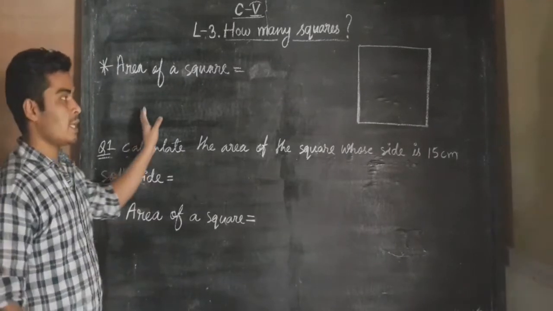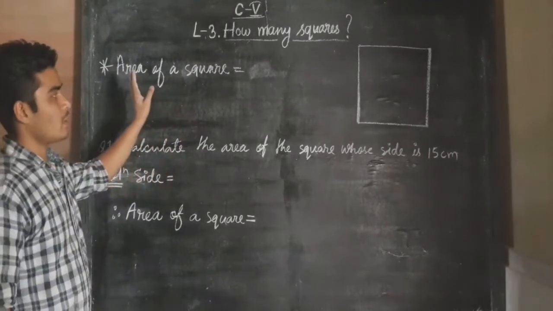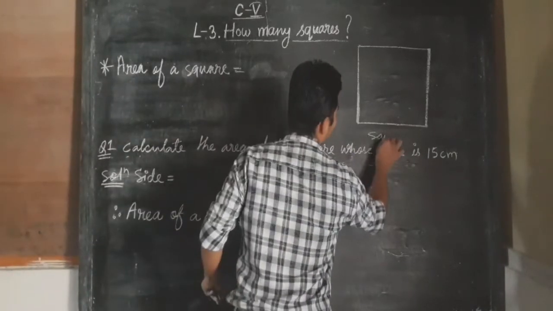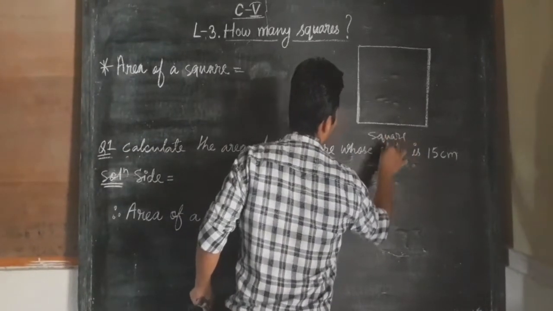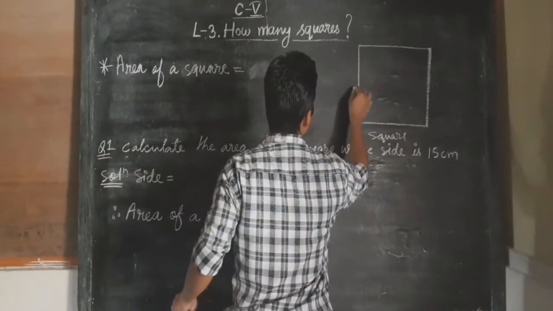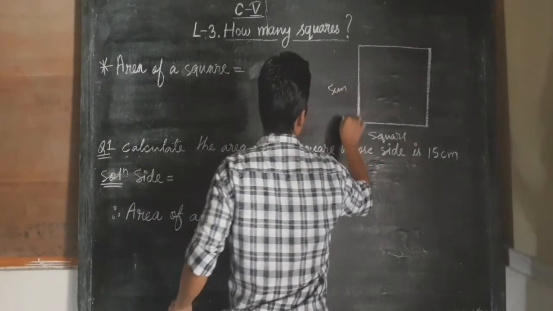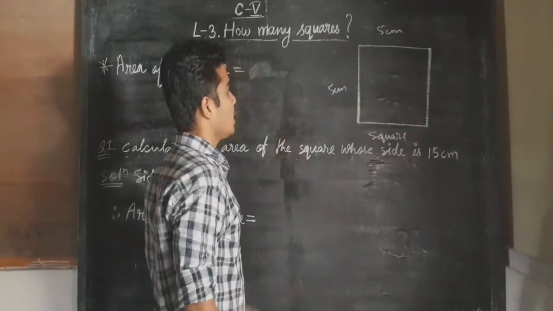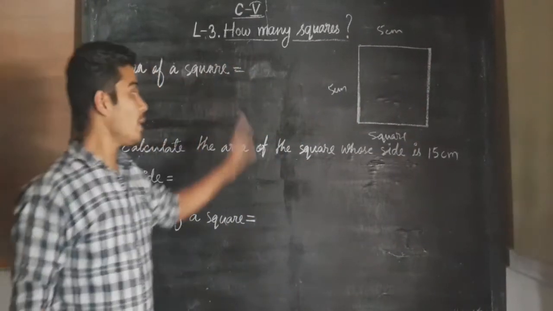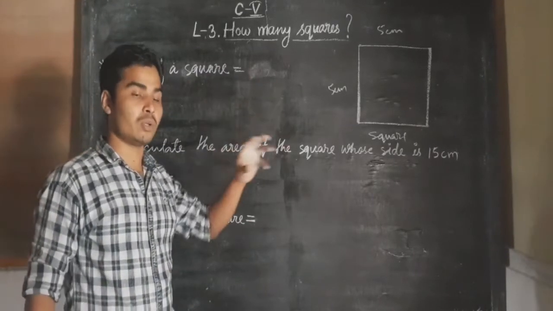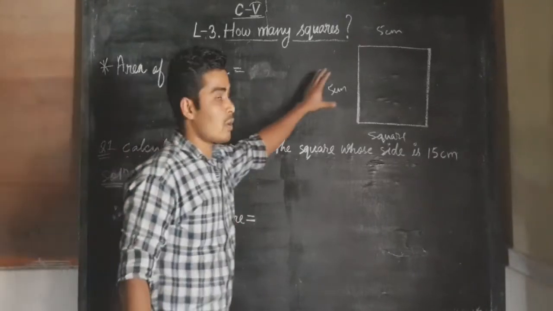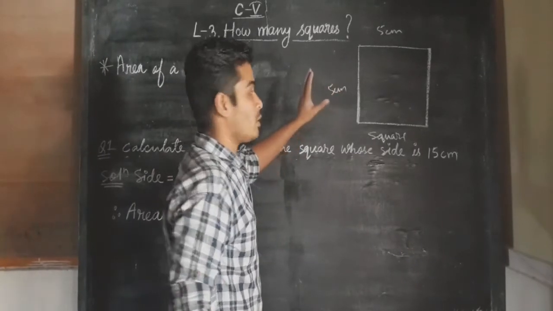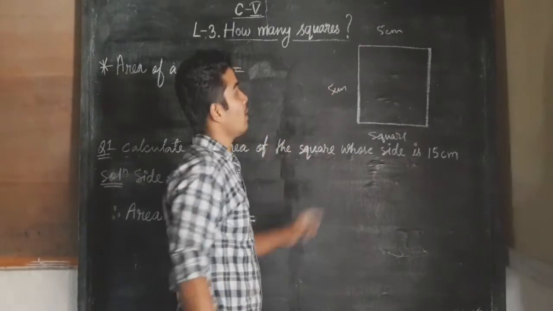Now let us find the area of this figure. This is a square. Suppose this square has all sides 5 centimeter. You can see here also 5 centimeter. All the sides are equal. To find the area of any figure, we have to divide that figure into small squares. Since it has all sides equal, from any side, if you divide this figure into small squares, we will get an equal number of squares.